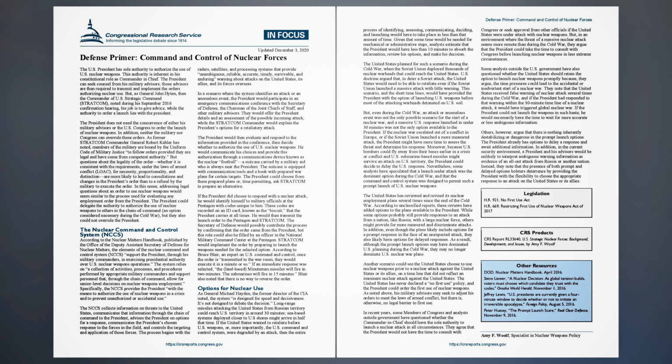Some analysts outside the U.S. government have also questioned whether the United States should retain the option to launch nuclear weapons promptly because, they argue, the time pressures could lead to the accidental or inadvertent start of a nuclear war. They note that the United States received false warning of nuclear attacks several times during the Cold War, and if the president had responded to that warning within the 30-minute timeline of a nuclear attack, it would have triggered global nuclear war. If the president could not launch the weapons in such haste, he would necessarily have the time to wait for more accurate or less ambiguous information.